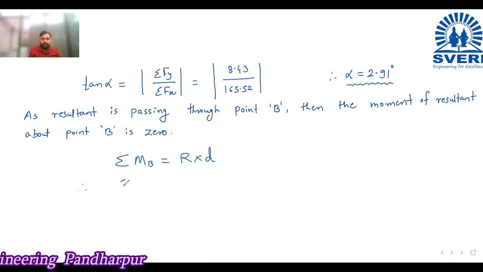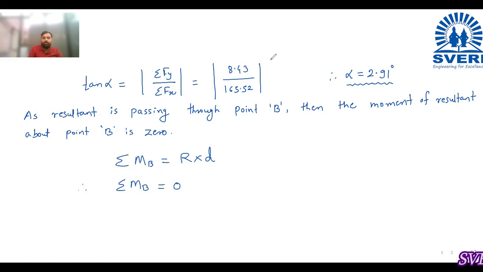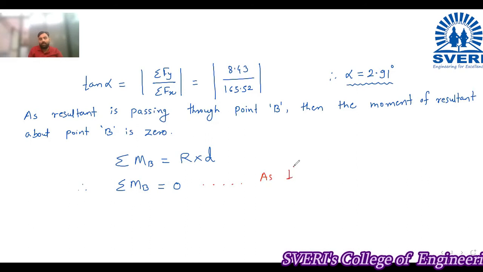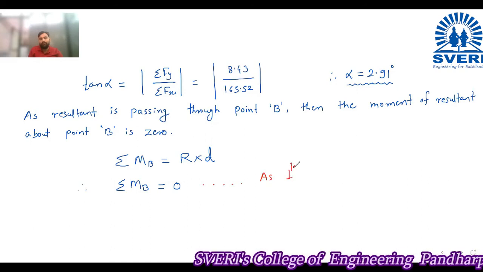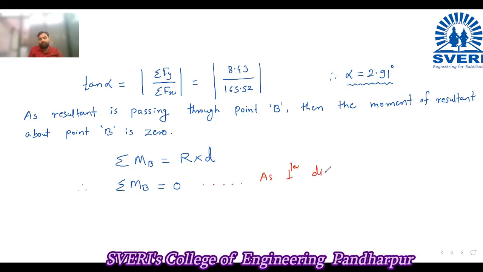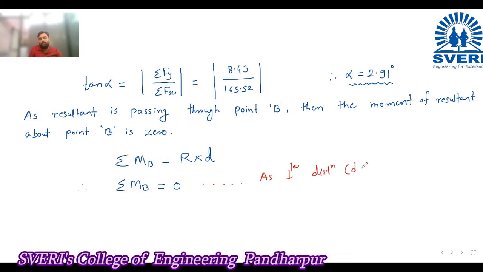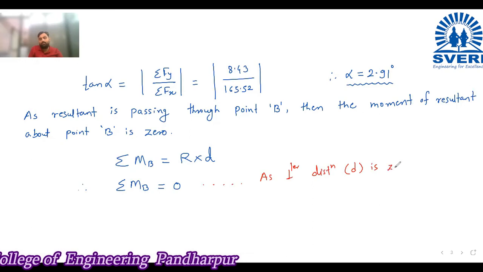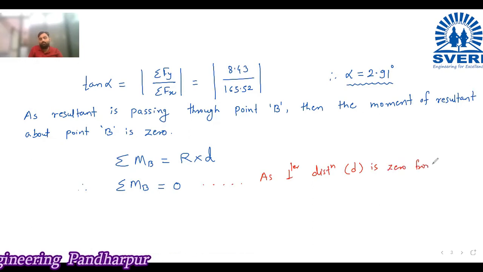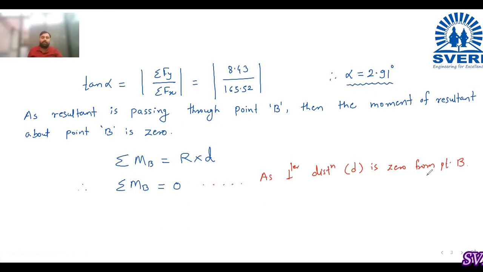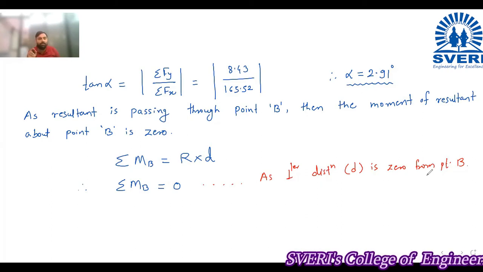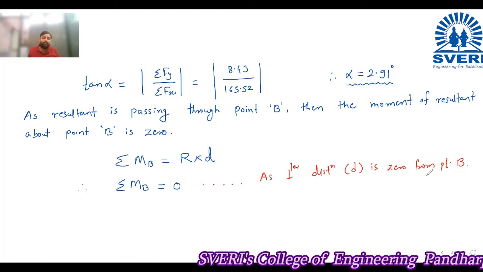Therefore, I can write here summation M about B is equal to 0. How is it 0? As the perpendicular distance d is 0 from point B. As I have already told you yesterday, if a force is passing through a point, then the moment of that force about that point is 0 because its perpendicular distance is 0.